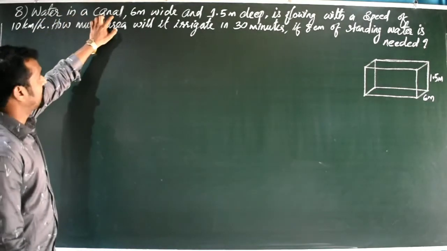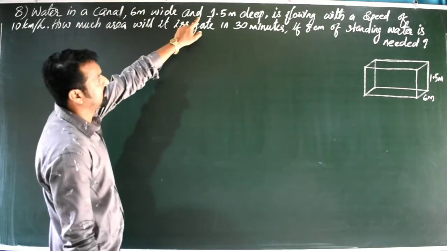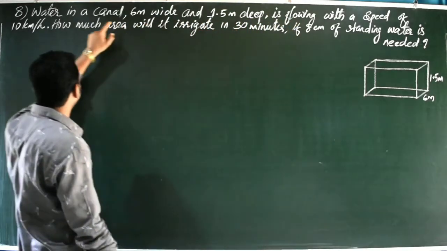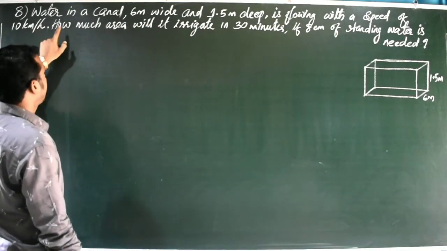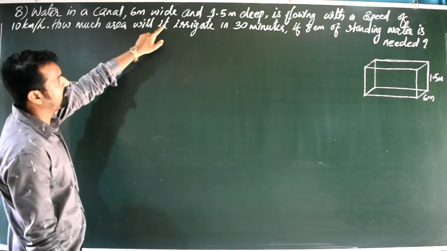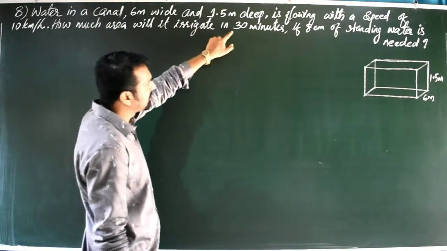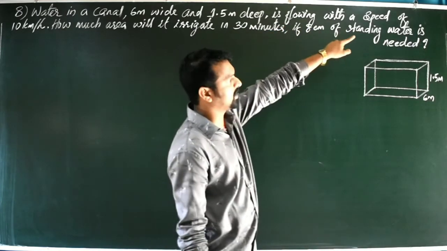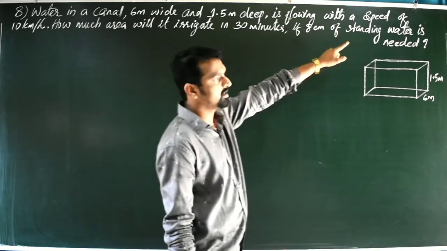Water in a canal 6 meter wide and 1.5 meter deep is flowing with a speed of 10 km per hour. How much area will it irrigate in 30 minutes if 8 centimeter of standing water is needed?